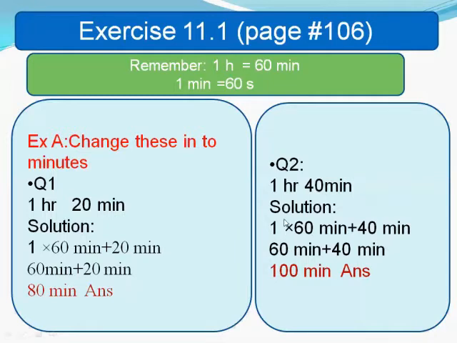Now convert this hour into minutes, which means we multiply 1 by 60 minutes, which is equal to 60 minutes, plus 40 minutes. 60 minutes plus 40 minutes is equal to 100 minutes. We can say 1 hour and 40 minutes is equal to 100 minutes, because the question asks us to change these into only minutes. So we convert the hour into minutes and add the minutes already given, and it becomes 100 minutes.